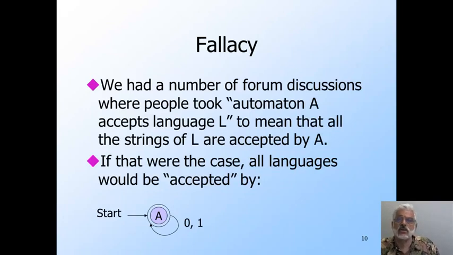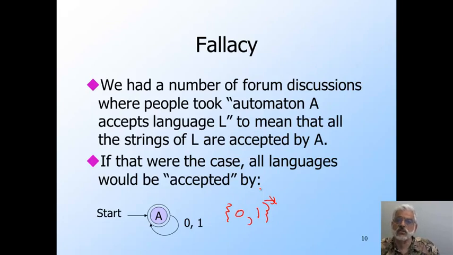Let's remember that the phrase "automaton A accepts language L" means that L is the one language of A. A accepts all the strings in L, and A does not accept any other strings. The extreme case of the confusion would be an automaton like the one shown, which accepts every string, but only accepts one language, the one we refer to as 0, 1 star. That's this. That is, it's the language of all strings of zeros and ones.